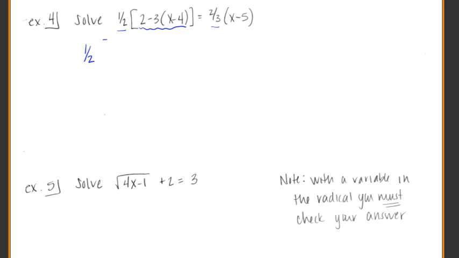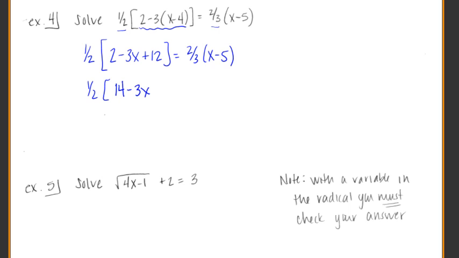So I have 1/2 times 2, make sure I distribute my negative 3x properly, so negative 3x, and right here, plus 12 is equal to, and I'm not going to really do much on that right side, just leave it the way it is. So over here on the left, when I group some terms, a 2 and a 12 is 14, minus 3x is equal to 2/3 times x minus 5.